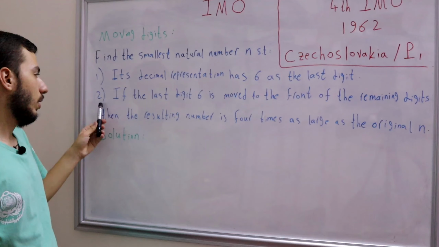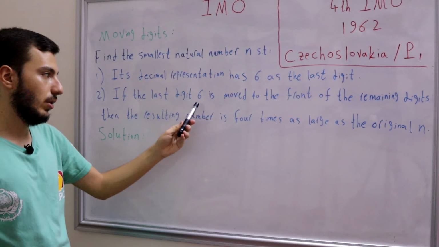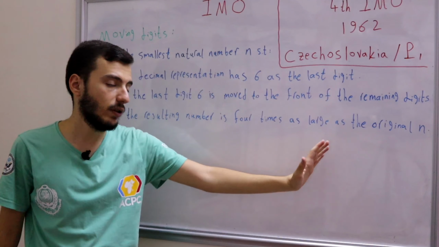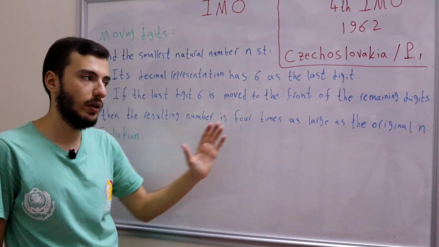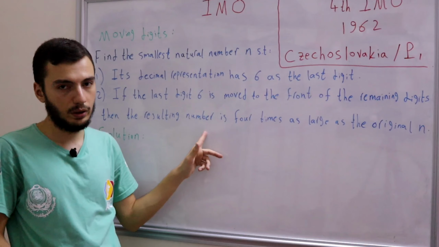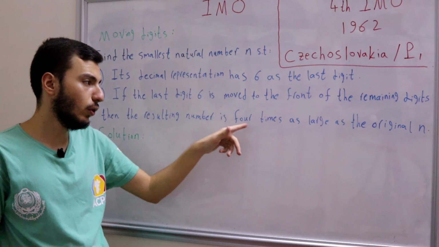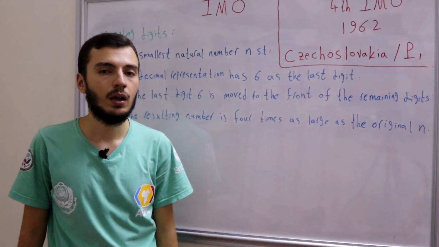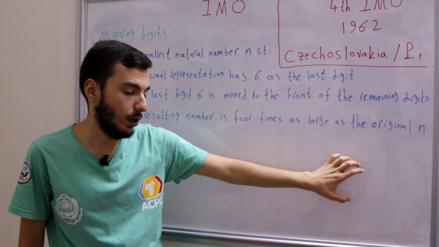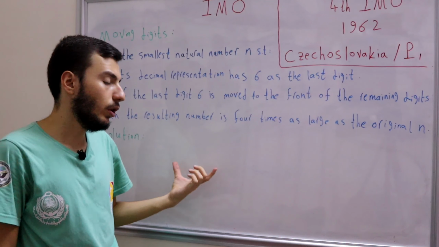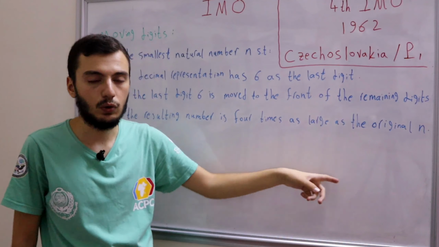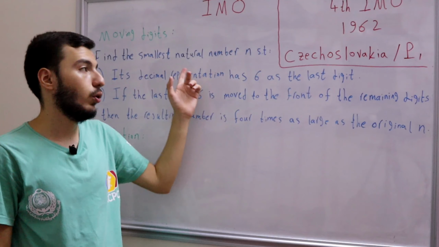The second property is that if the last digit, which is 6, is moved to the front of the remaining digits, so we're taking it from the rightmost to the leftmost position, then the resulting number, because we'll get a new number of course, is 4 times as large as the original n. So here we have an equation: if we move the 6 from the unit digit to the first digit, we get a number that is 4 times the original n. And we need to find the smallest such number.